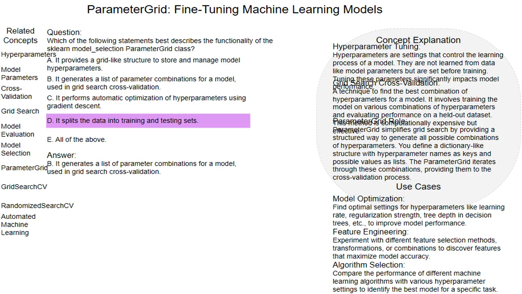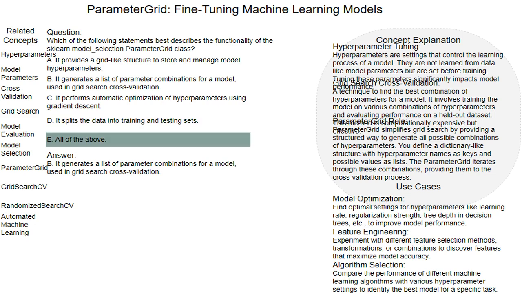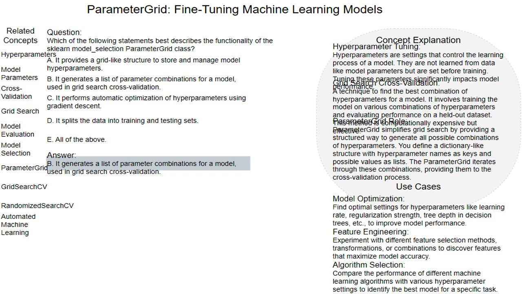D, it splits the data into training and testing sets, is false. ParameterGrid is not involved in data splitting. Data splitting is typically done by functions like train_test_split within sklearn.model_selection. E, all of the above, is false. Since options A, C, and D are incorrect, this option is also incorrect. The answer is B: it generates a list of parameter combinations for a model, used in grid search cross-validation.